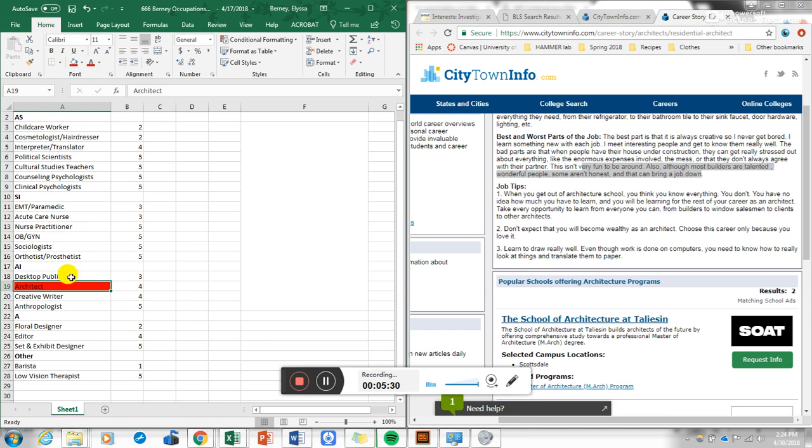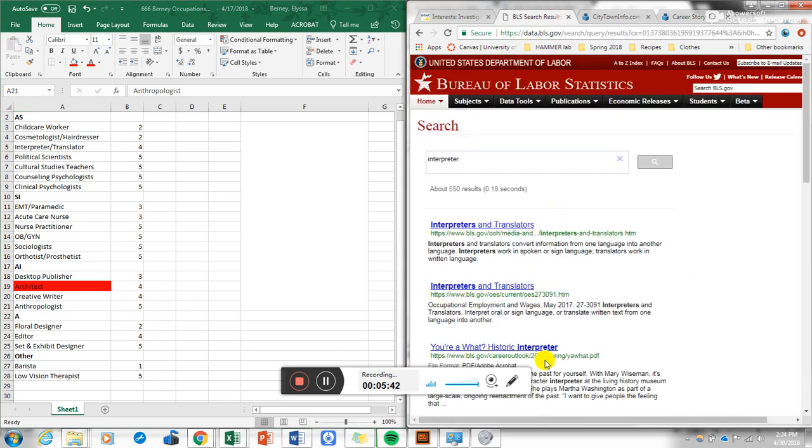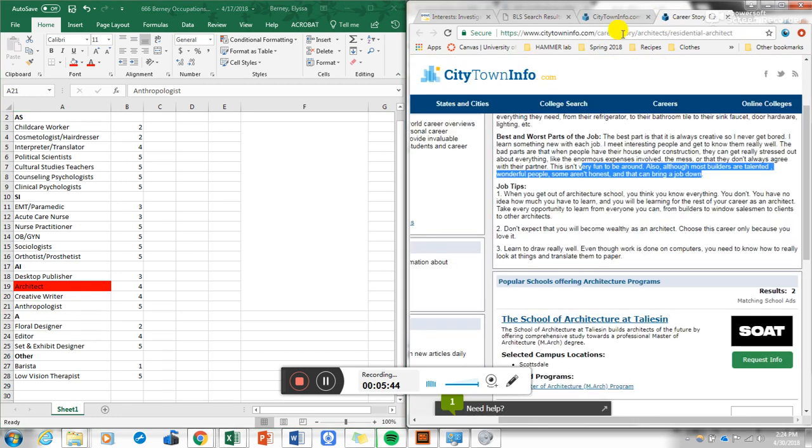You can either do that, as I said, on the Bureau of Labor Statistics website. A lot of them have it there. You can go to City Town Info, and they can do a career story and start piecing together, okay, does the day-to-day life of this person feel like a good fit? And the question becomes, could you see yourself doing this job? Is this something that you would enjoy?